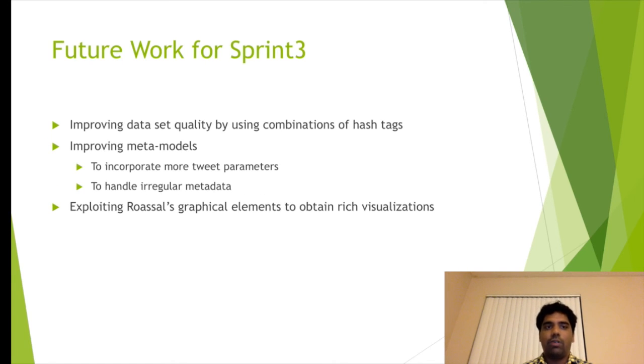Now let's have a look at the future work we intend to do for Sprint 3. In Sprint 3, we will be working on improving the dataset quality by using combinations of multiple hashtags. We will also try to improve the meta models in terms of incorporating more Twitter parameters and to handle the irregularity in the data we mentioned earlier. Also, we aim to exploit Roassal's rich graphical features to provide high quality visualizations.